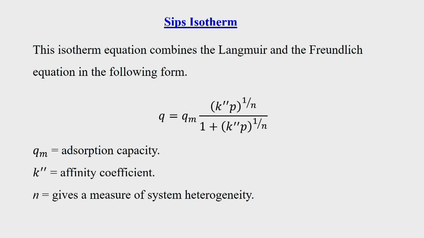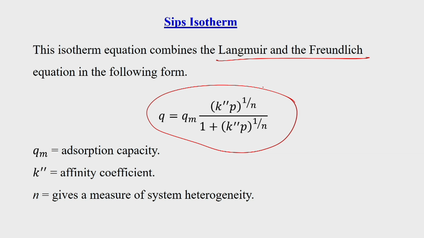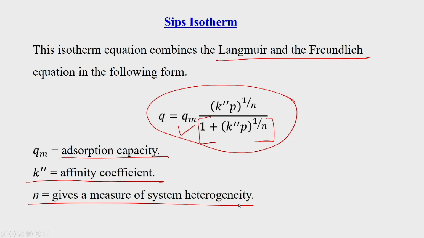in some cases, if we combine the Langmuir and Freundlich isotherms, we will be getting another isotherm. This is also an empirical isotherm. Q is equal to qm into k double prime into p to the power 1 by n by 1 plus k double prime into p to the power 1 by n, where qm is the maximum adsorption capacity, k double prime is the affinity coefficient, and n gives the measure of the system heterogeneity, that is also a constant for a particular system. So, it is one empirical isotherm.